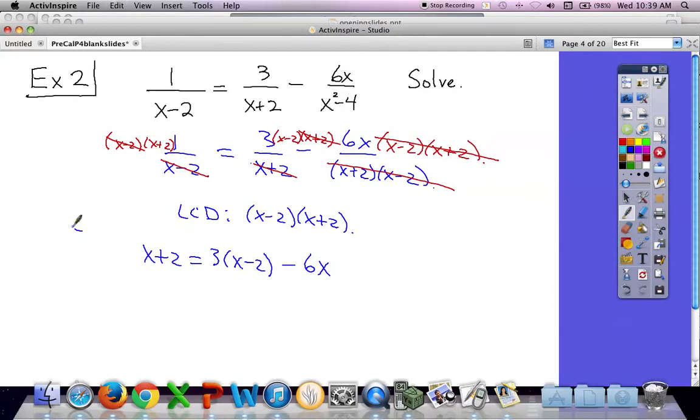So again, we had to factor, find the common denominator, multiply by the common denominator, cancel the denominators so that we have something that's easier to solve. Now we'll solve it. x plus 2 equals 3x minus 6 minus 6x. x plus 2 equals negative 3x minus 6.